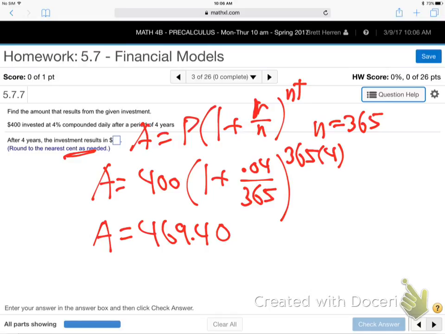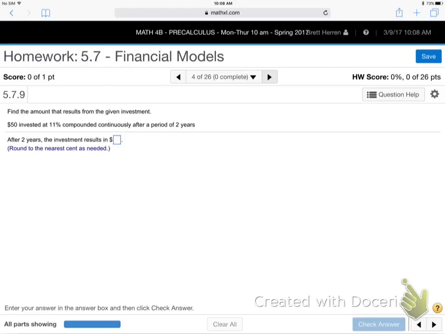Is that okay? Questions I can answer? Be good with the calculator? All right, so here, let me let you try that one first. Go ahead, give that one a try. $50 invested, 11%, compounded continuously, period of 2 years.